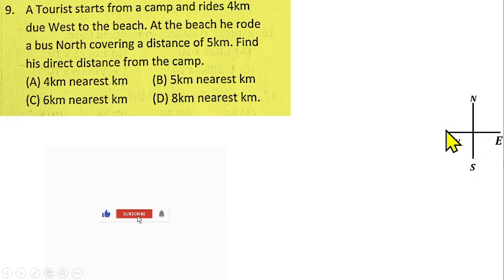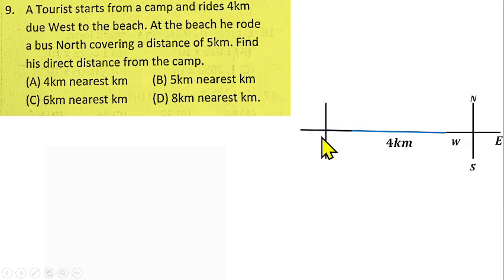So if this is the location of this tourist right now, represented by this cardinal point, this is the west, this is north, east and south. You now walk west 4 kilometers. So I'll put a cardinal point to represent where he is now. This is where he is now after walking for 4 kilometers, this is where he is at the beach.